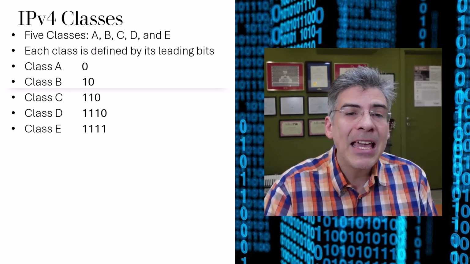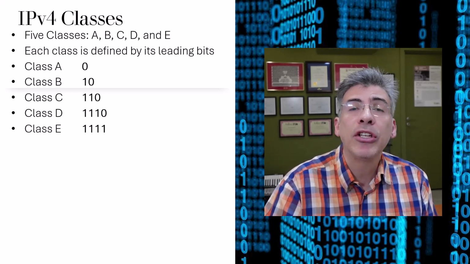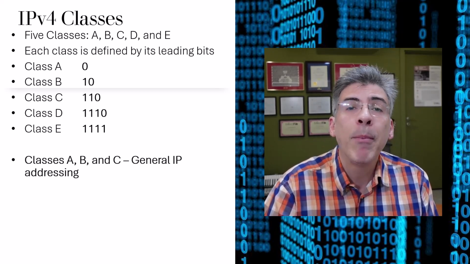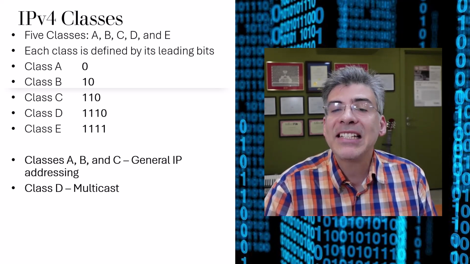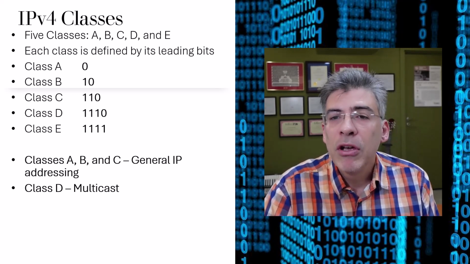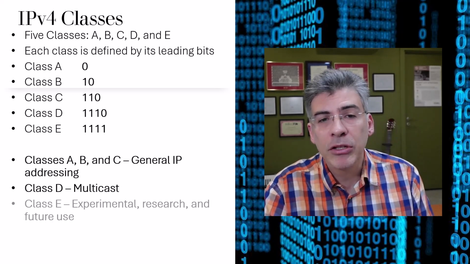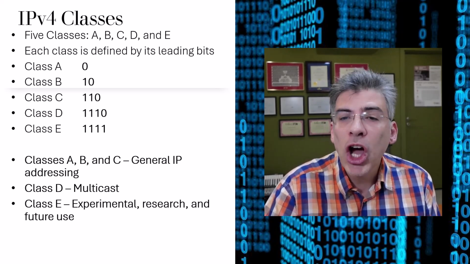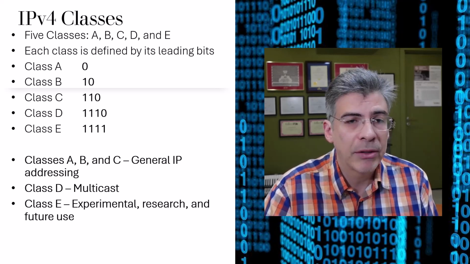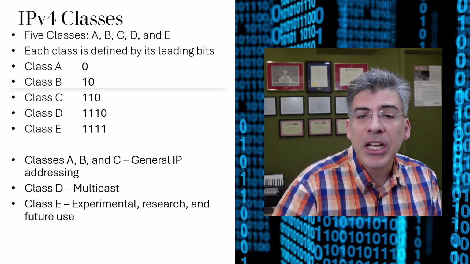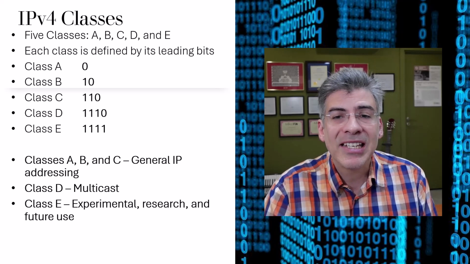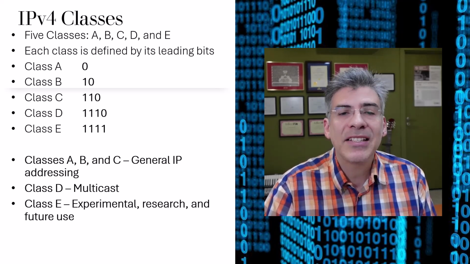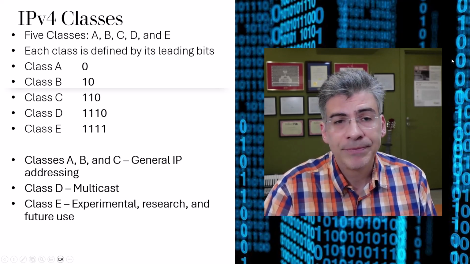Now, classes A, B, and C are the classes that are used for general IP addressing. Class D is reserved for multicast addresses, and Class E was initially reserved for future use, experimental use, and for research, and as of yet, they still are not in use for general networking purposes. So for the rest of this video, we'll be talking about IP addresses that belong to classes A, B, and C. The other 2 classes will be covered in another video.